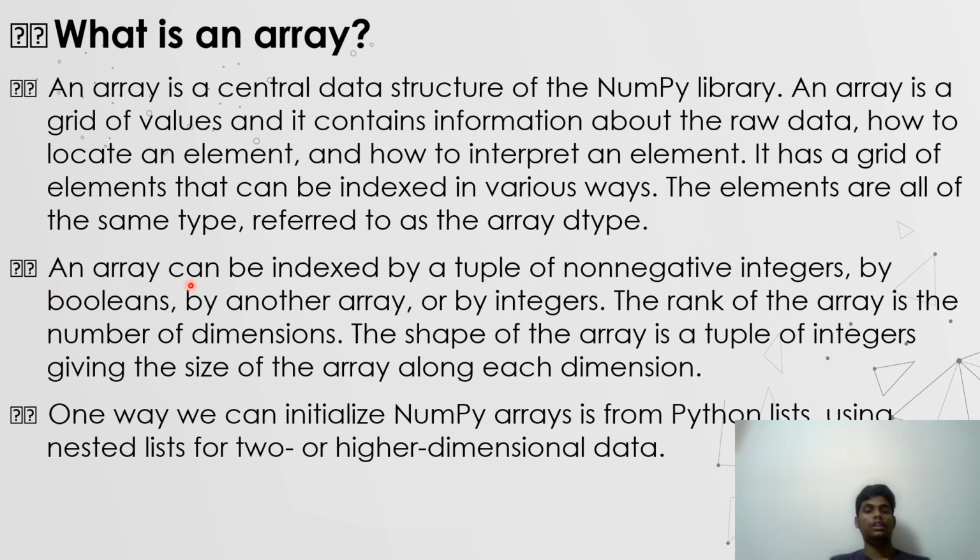An array can be indexed by a tuple of non-negative integers, by booleans, by another array, or by integers. The rank of the array is the number of dimensions. The shape of the array is a tuple of integers giving the size of the array along each dimension. One way we can initialize NumPy arrays is from Python lists, using nested lists for two or higher dimensional data.